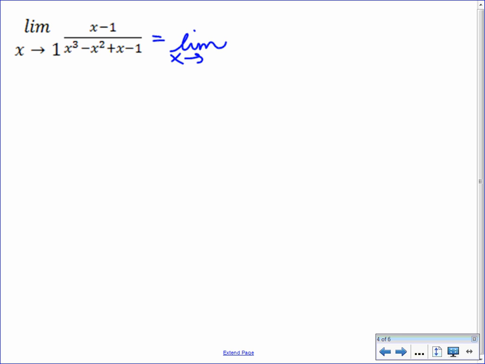So let's figure out, do we have a hole, or do we have an asymptote? How do we factor that one? You group them together, so when you factor each group, it'd be x squared times x. Well, let's work through this.